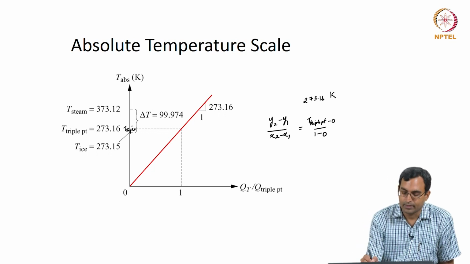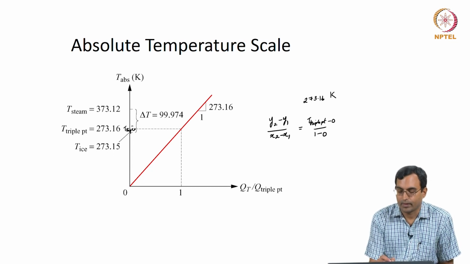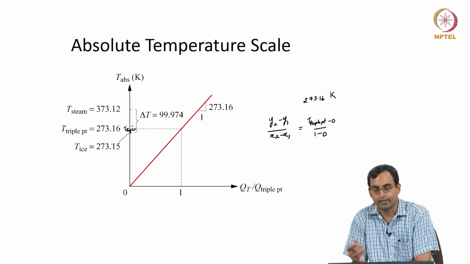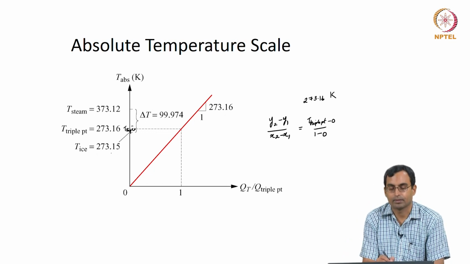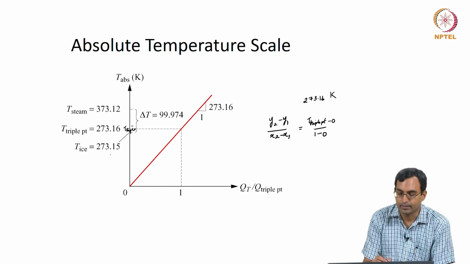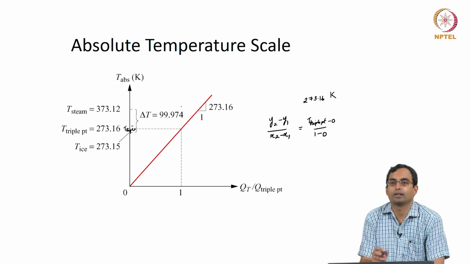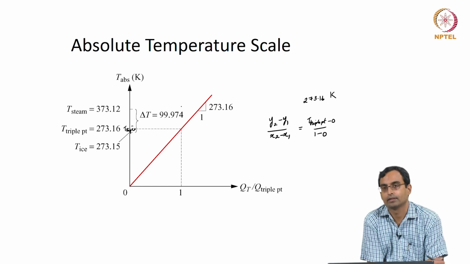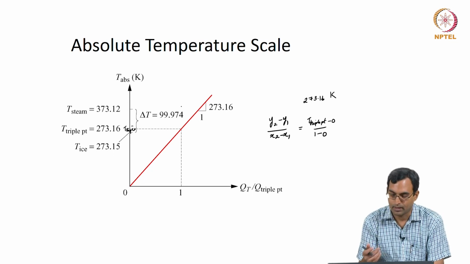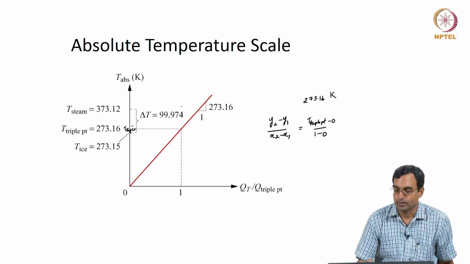One of the reasons for choosing this is that on this scale the melting point of ice comes out to be 0 degrees centigrade. So, when you want to convert with existing scales, on this the melting point of ice comes out to be 273.15 Kelvin, which we now take as 0 degrees centigrade, and on this scale the boiling point of water comes out to be 373.12, which is very close to 100 degrees on the Celsius scale. So, that is how this temperature scale was come up with, which we now use as the Kelvin scale.